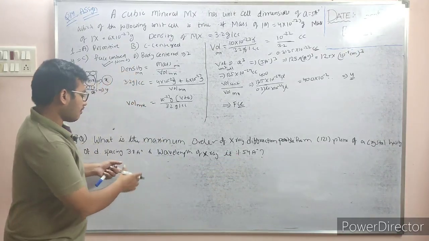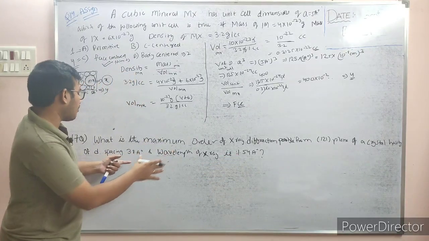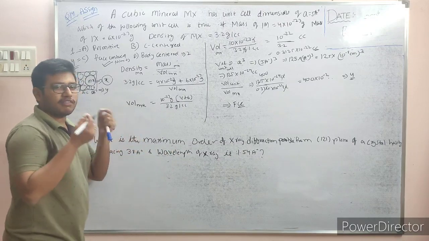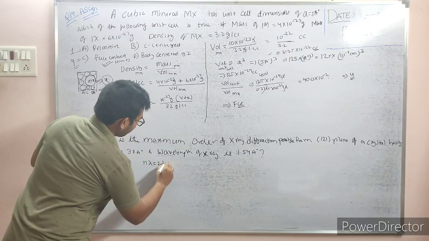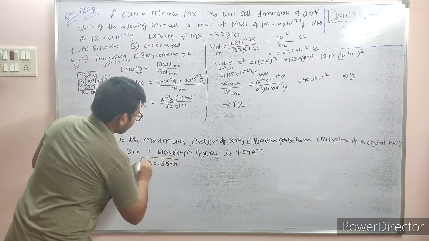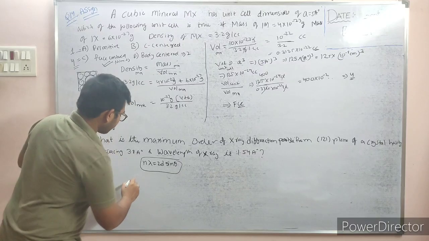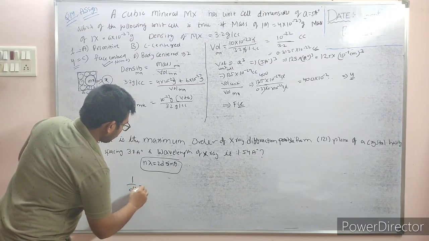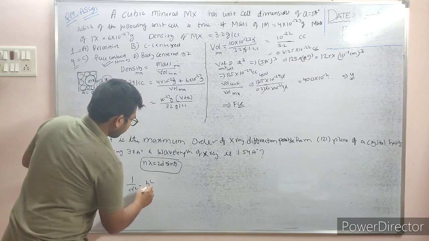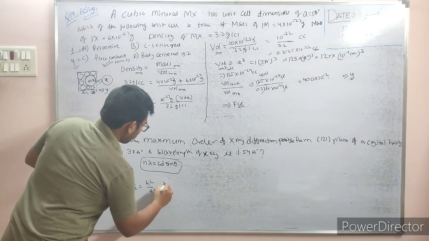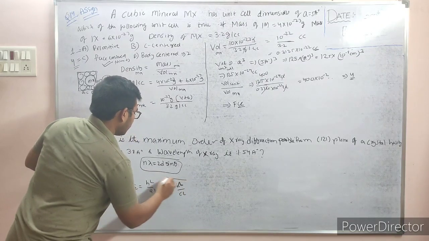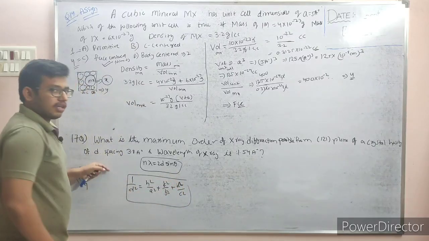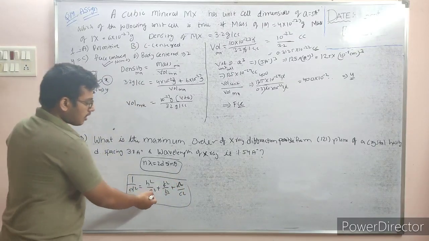Okay, the simple thing, when we see X-ray diffraction and this type of wavelength, d spacing, we need to know only one formula, that is n lambda is equal to 2d sin theta. And another formula for d is that 1 by d square is equal to h square upon a square plus k square upon b square plus l square upon c square. This is the basic formula. If it is a cubic mineral, all the lengths are equal.